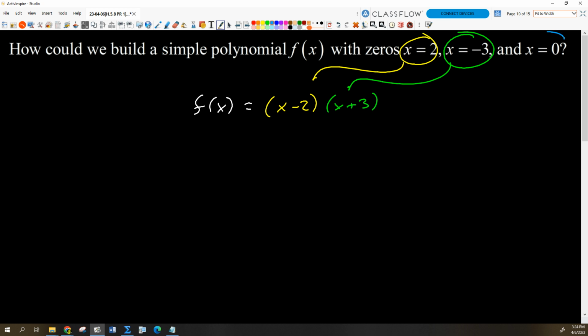Good. And if 0 is a zero, what's the factor? X minus 0, which we wouldn't even write, would we? See what I'm saying? And we just multiply those out and we get the function.